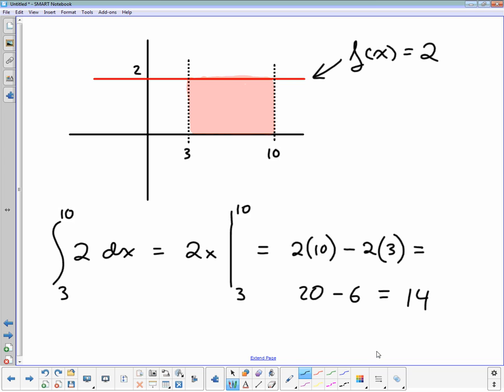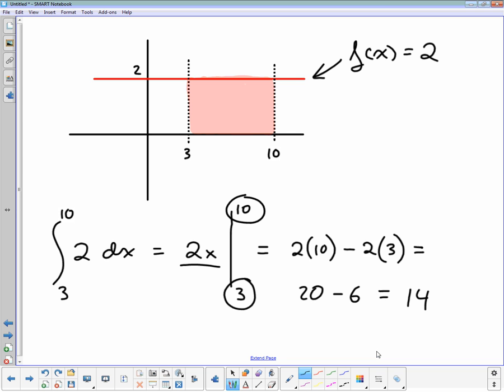I took the integral and got this. And then I substitute the upper and then the lower, F of b minus F of a.